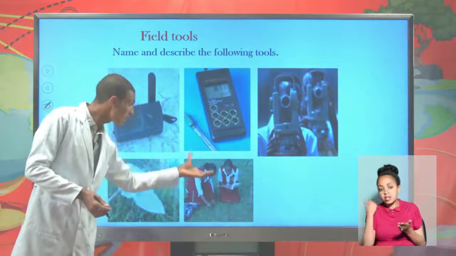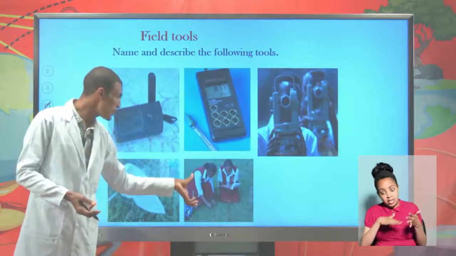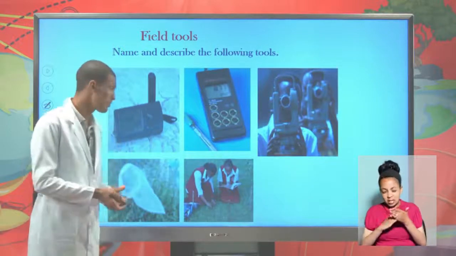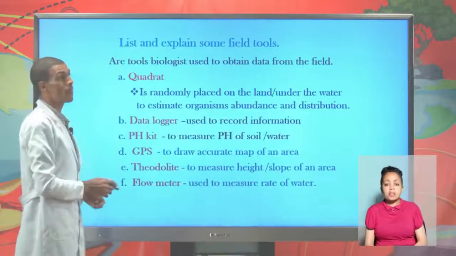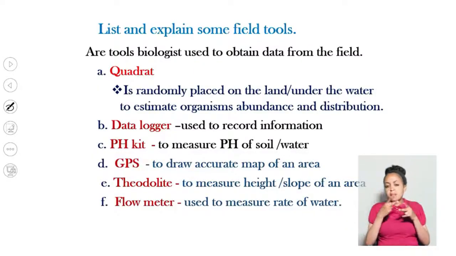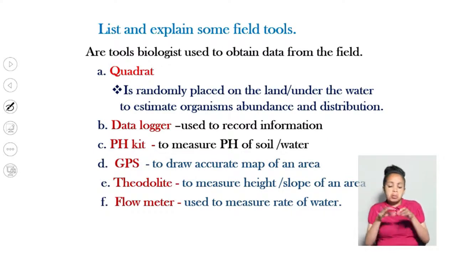Whereas the quadrat is very important in studying the distribution and abundance of an organism in a certain area. It can be placed on water, and it can be placed on land. It is very important in estimation, but it is random, by the way. Quadrat is a random system. It cannot give an accurate number of the organisms that we are going to study.